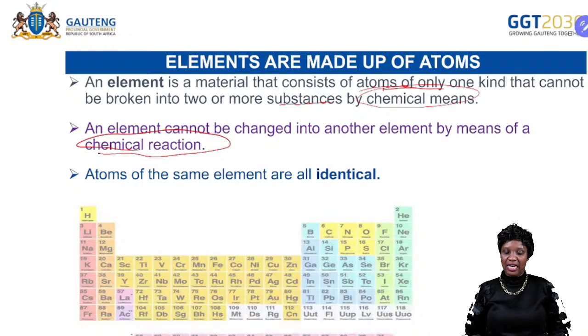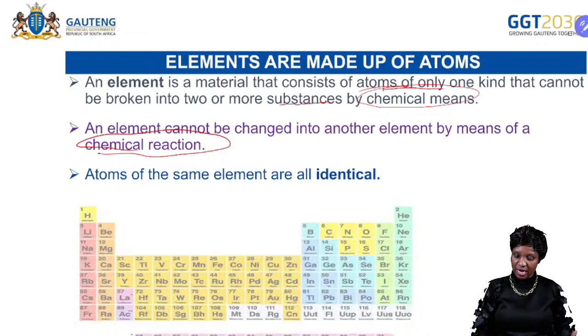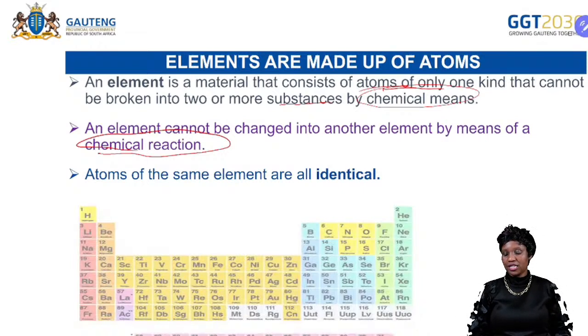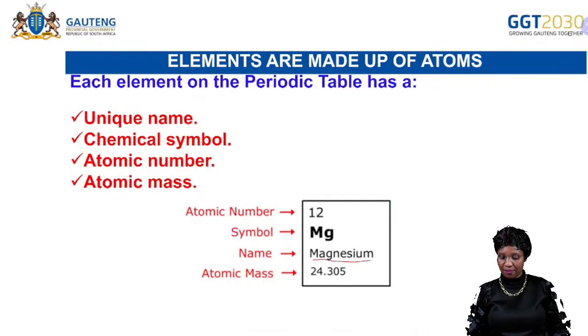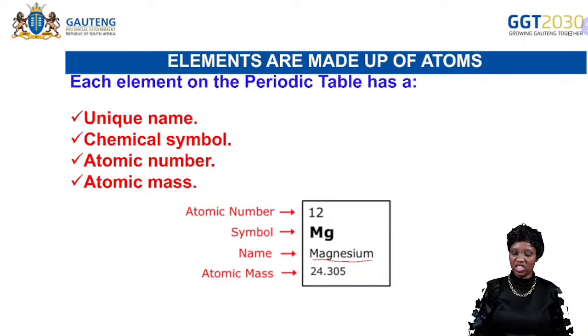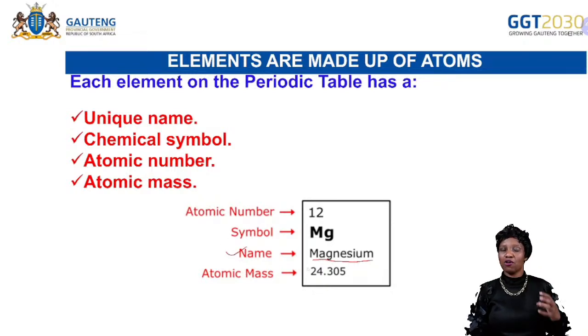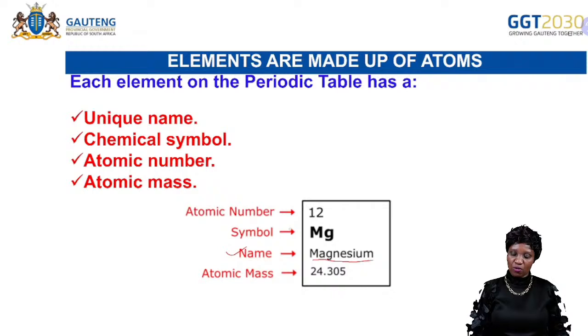Let's move on. Each element on the periodic table has a what? It has a unique name. For example, we've got an element here, magnesium. This is the name of the element, magnesium. And it has got a what? A chemical symbol. Mg is the chemical symbol of what? Of magnesium. And then we've got the atomic number, which is 12. The atomic number of magnesium is what? Is 12. And then we've got the atomic mass, which is 24.305. Do you get it? Good. Let's move on.